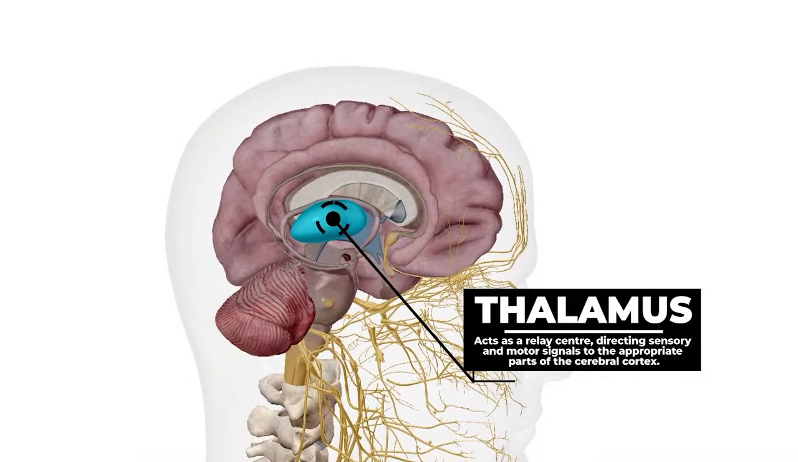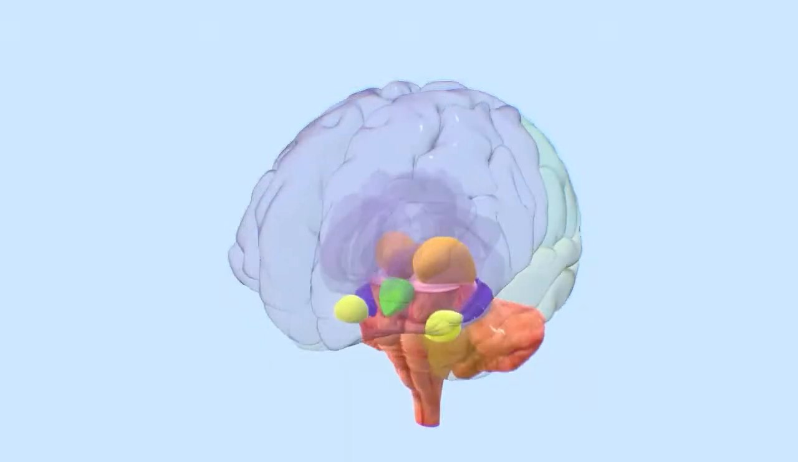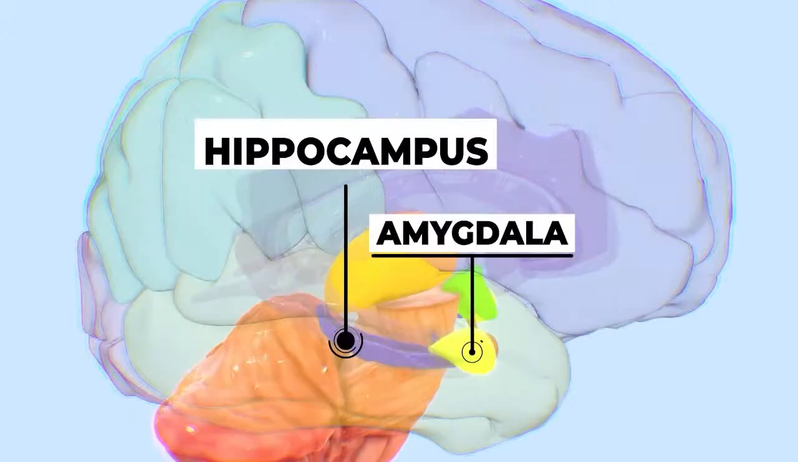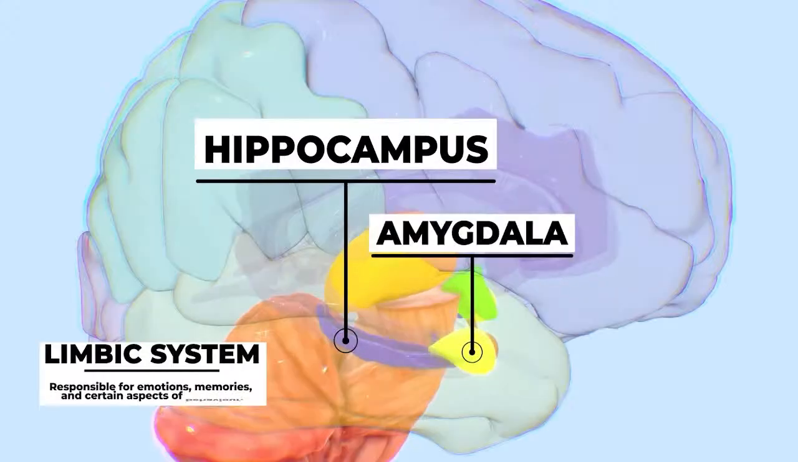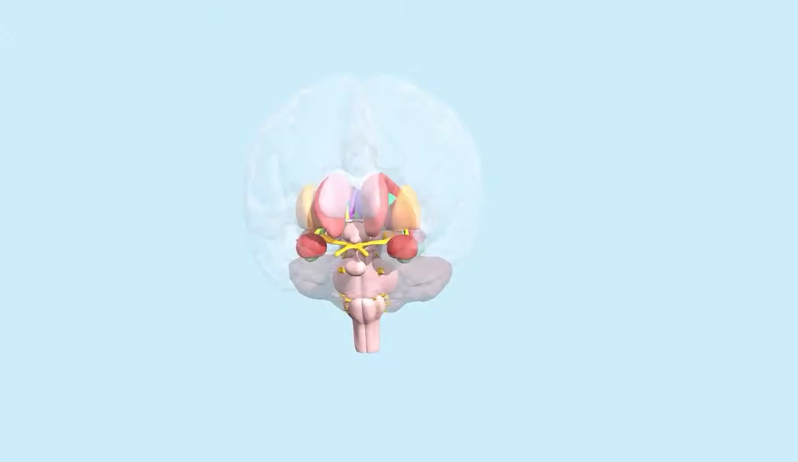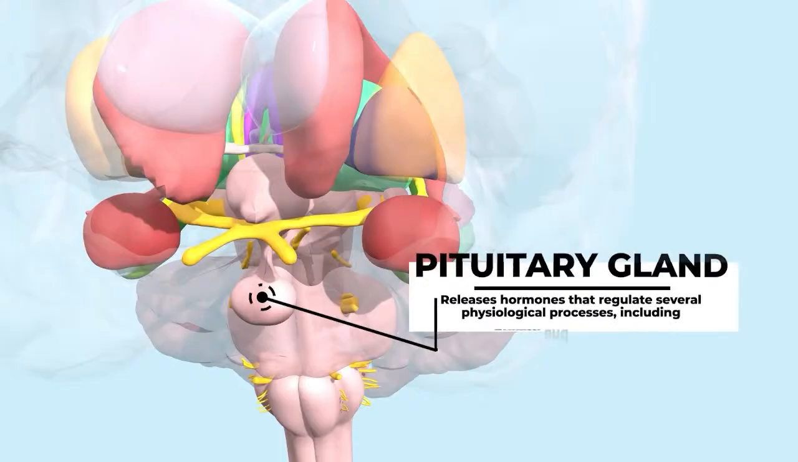Thalamus acts as a relay center, directing sensory and motor signals to the appropriate parts of the cerebral cortex. Hypothalamus. Regulates hunger, thirst, body temperature, and the release of hormones. Limbic system. Contains structures like the amygdala and hippocampus and is responsible for emotions, memories, and certain aspects of behavior. Pituitary gland. Releases hormones that regulate several physiological processes, including growth and metabolism.